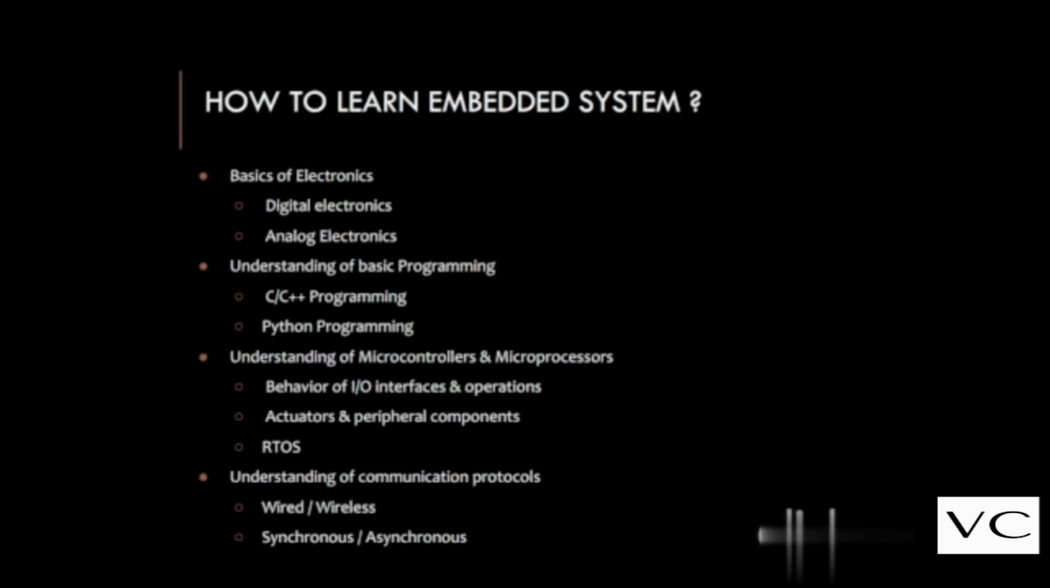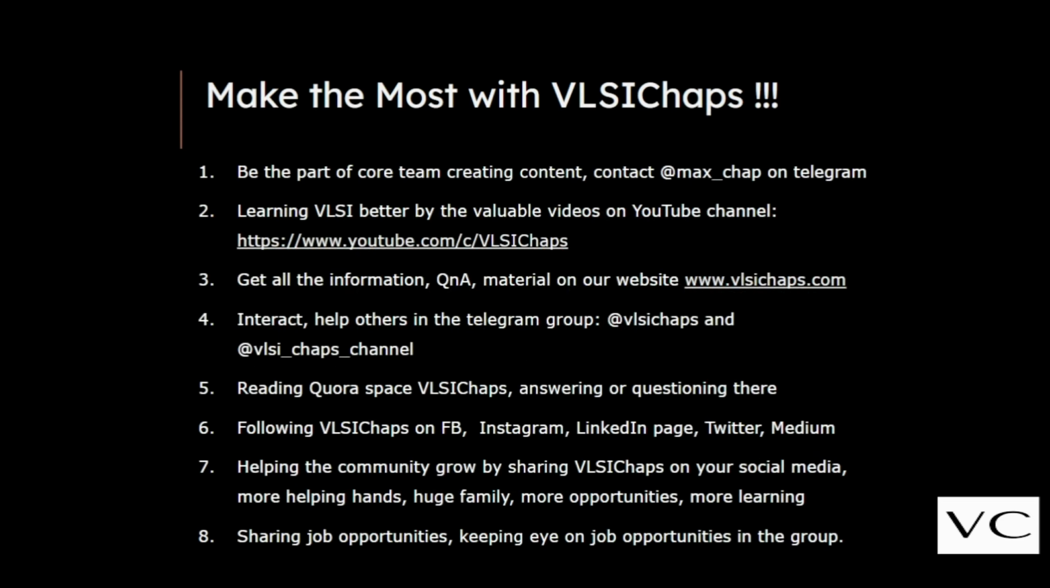Also, we have various communication protocols that we can learn. Those can be wired or wireless. In wired, we have Ethernet, RS-232, SPI or I2C. There can be synchronous or asynchronous. In wireless, we have BLE, Zigbee, RFID, Wi-Fi, and all those protocols which we can learn. And most of the wireless protocols are used in IoT embedded systems.